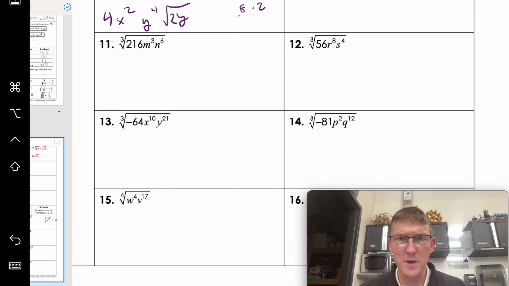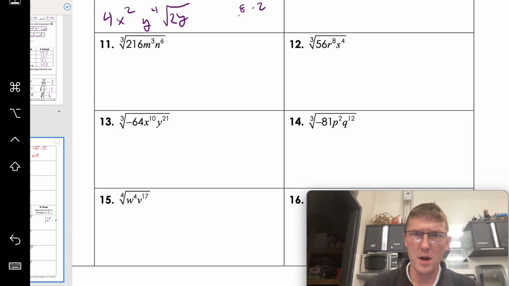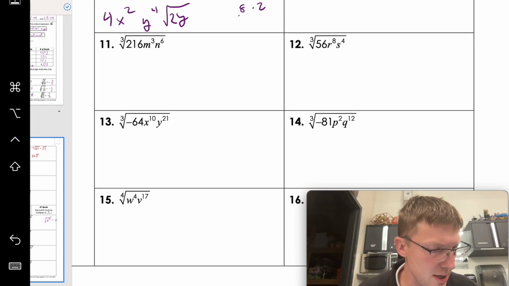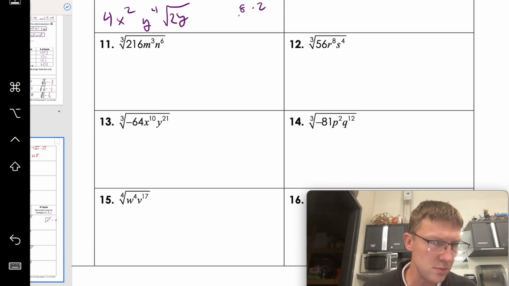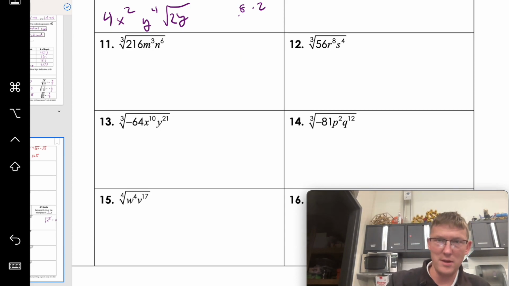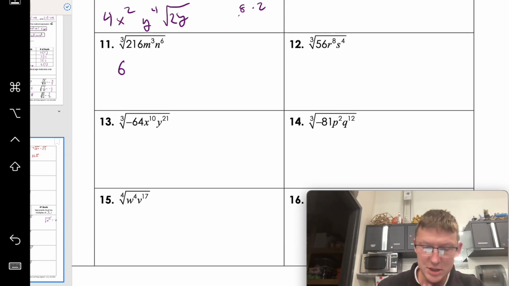So looking at 11, it's a cubed root. So my 216, I'm going to plug that into my calculator, see what it looks like. Math, number 4, 216. So 216 is one of my perfect cubes, so that's convenient. So it's 6 according to my calculator, so that's just going to come out.